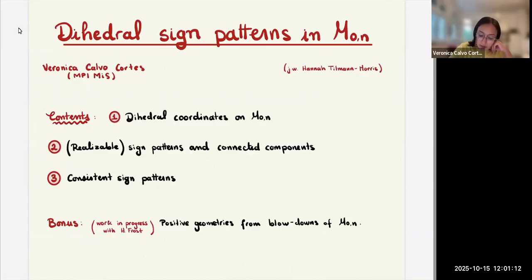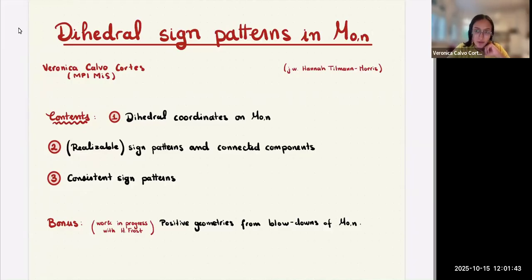And so the story I want to tell you today is about a very special parametrization of M0N and sign patterns in this parametrization. So the idea is that I'll start talking about what this parametrization is, sometimes found in the literature as the dihedral coordinates on M0N. And then I want to get more into what our work was more focused on, and is looking at sign patterns in this particular set of coordinates.